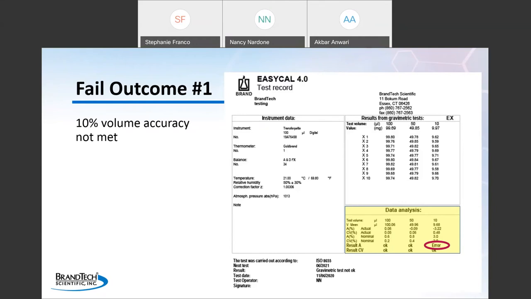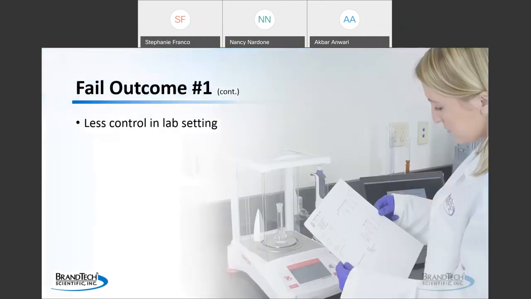Not necessarily. First of all, let's consider that this data was probably generated in a general lab setting, not a calibration facility.